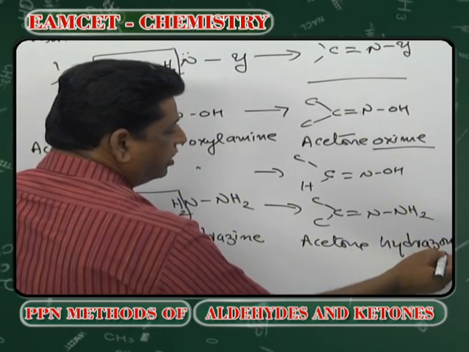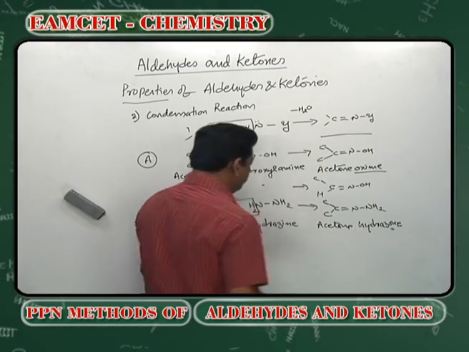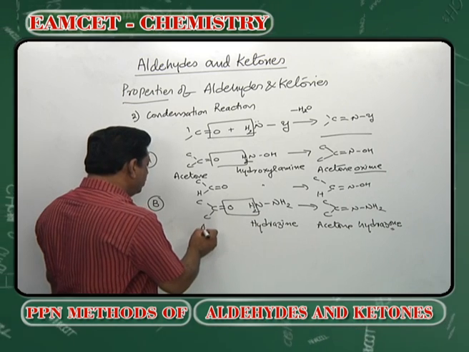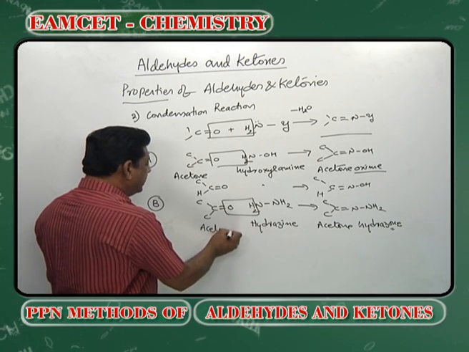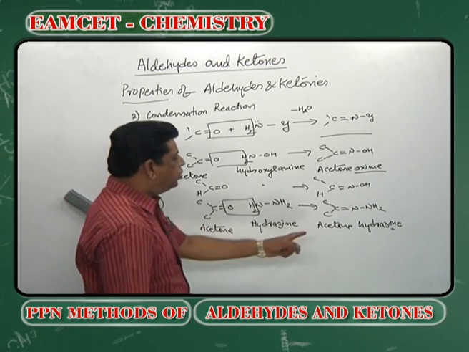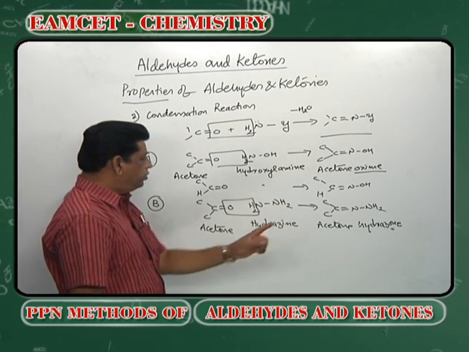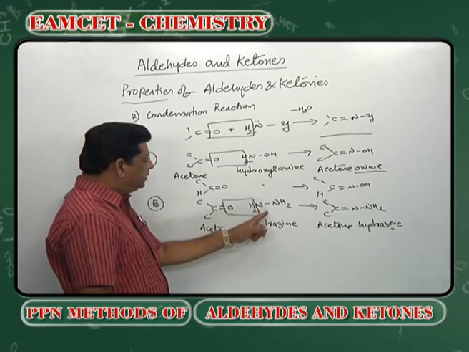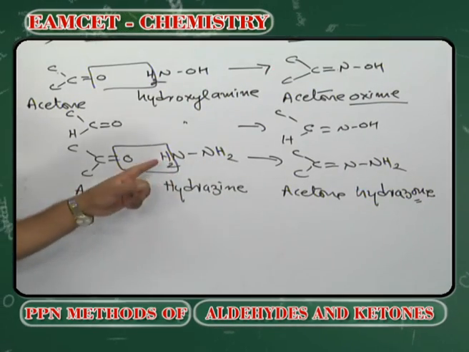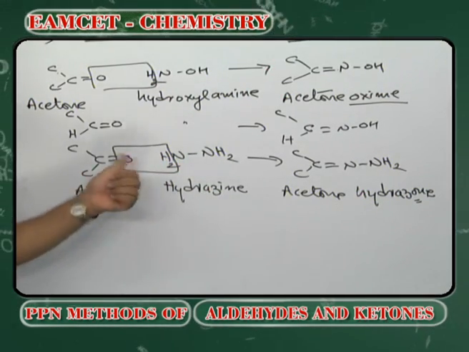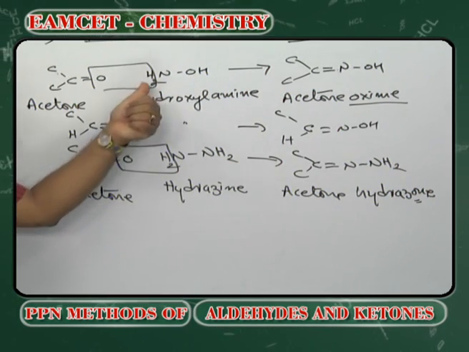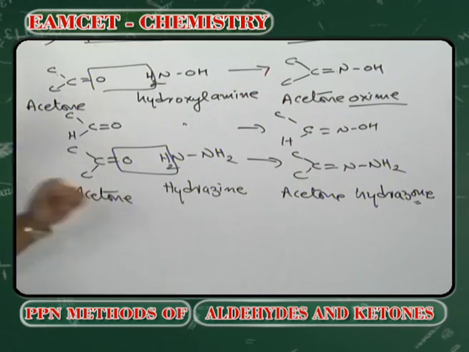Hydrazone. The difference is only the O. This is acetone. Acetone plus hydrazine gives acetone hydrazone. The product name is acetone hydrazone. What we have taken is nothing but an ammonia containing another ammonia. Ammonia in ammonia. This is water containing ammonia, hydroxylamine, hydrazine.